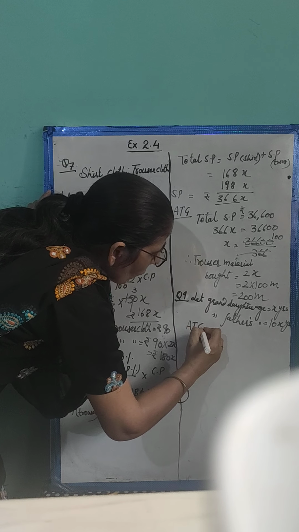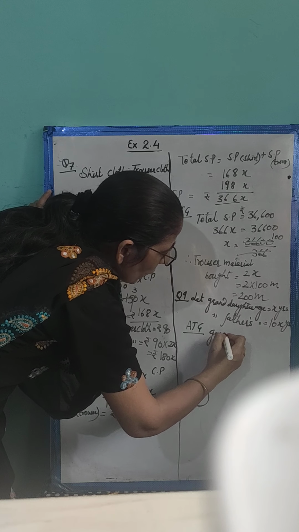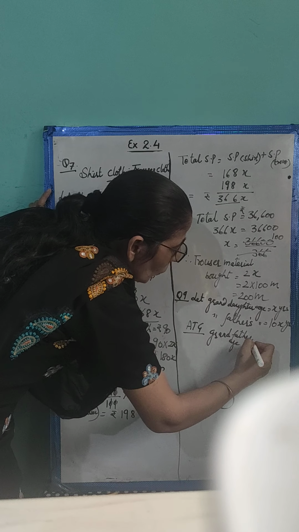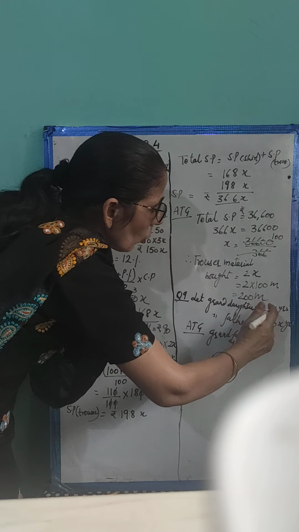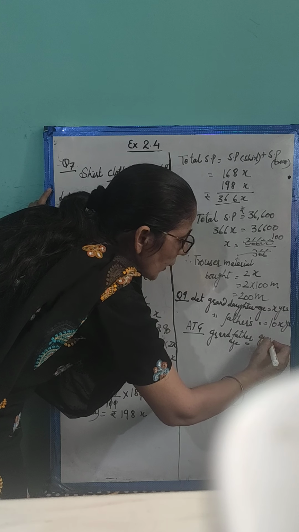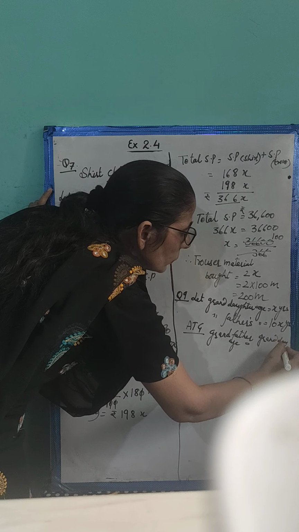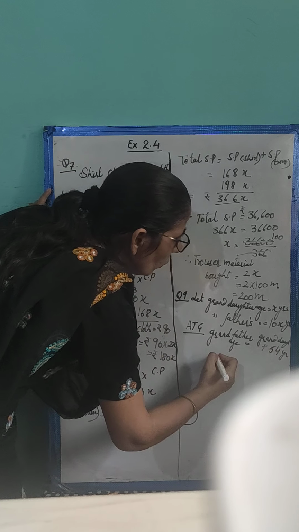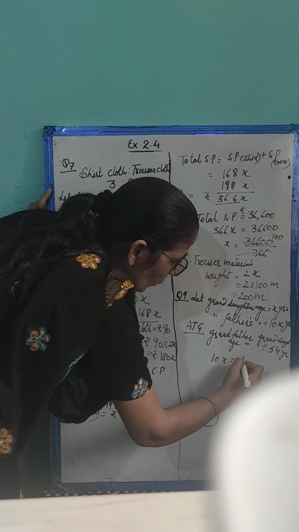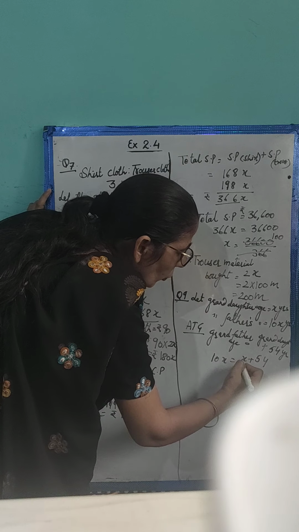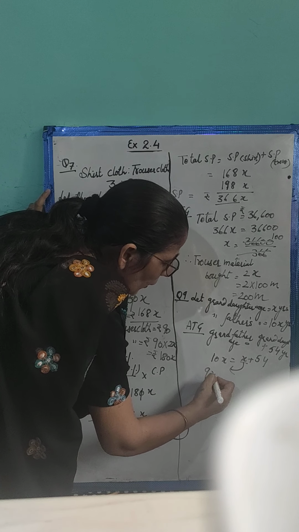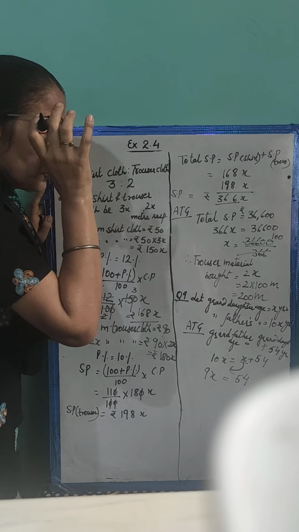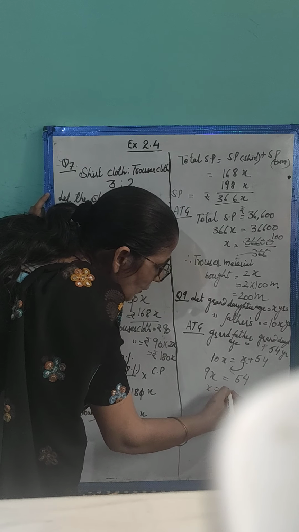According to the given, grandfather's age is equal to 54 years older, so granddaughter's age plus 54 years. So 10x is equal to x plus 54. Keep this x on this side. 10x minus x is 9x. 9x is equal to 54. So find the value of x.